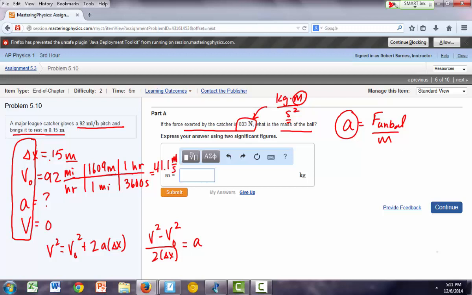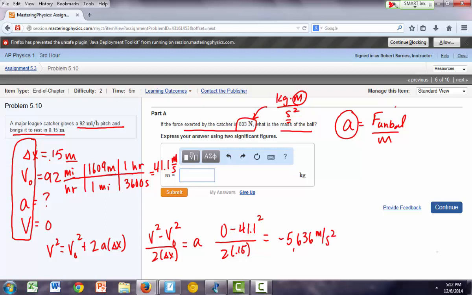So I come down here and I say my final velocity is 0. Subtract 41.1 squared, 2 times 0.15. It's going to be a pretty big acceleration. So let's square the numerator. Divide by 0.3. Negative, because the acceleration is in the opposite direction of the ball's motion, and the ball's motion was positive. Meters per second squared.